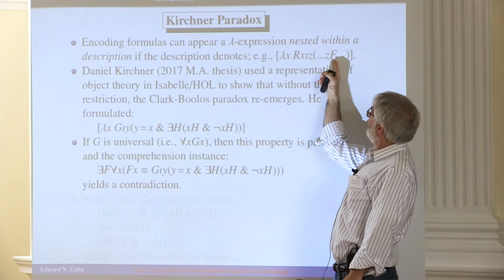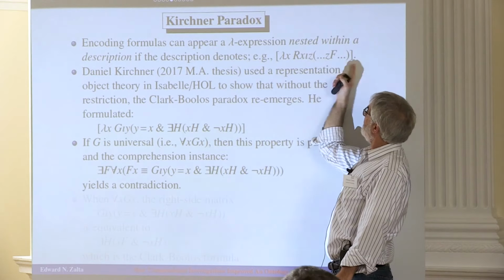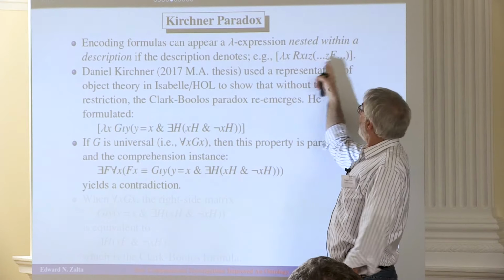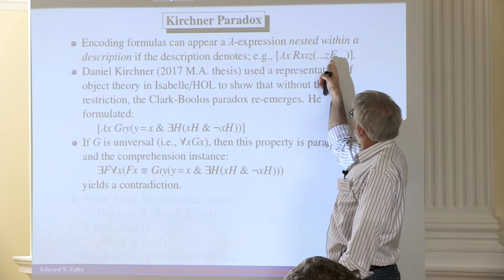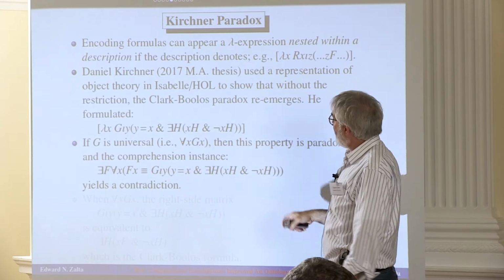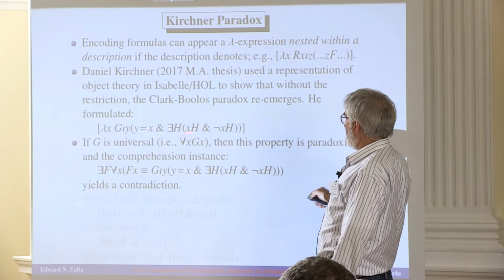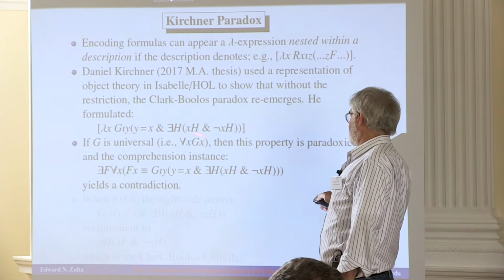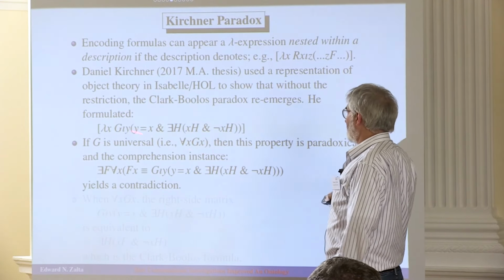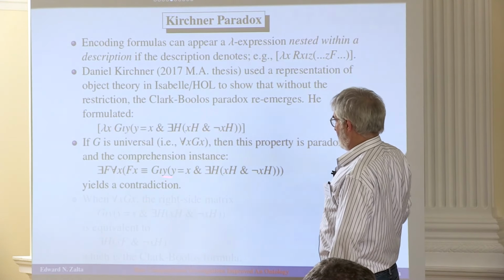Namely, if you allow encoding formulas that are buried within a description, those aren't officially subformulas of the whole formula, because subformula has to do with molecular structure. As long as the description has that encoding formula, this becomes a legitimate lambda expression, and he found that he could get the Clark-Boolos paradox back if you build this lambda expression. I know it looks god-awful to read, but when G is a universal property, it turns out you can show that this property leads to a contradiction, since you can instantiate it by comprehension.